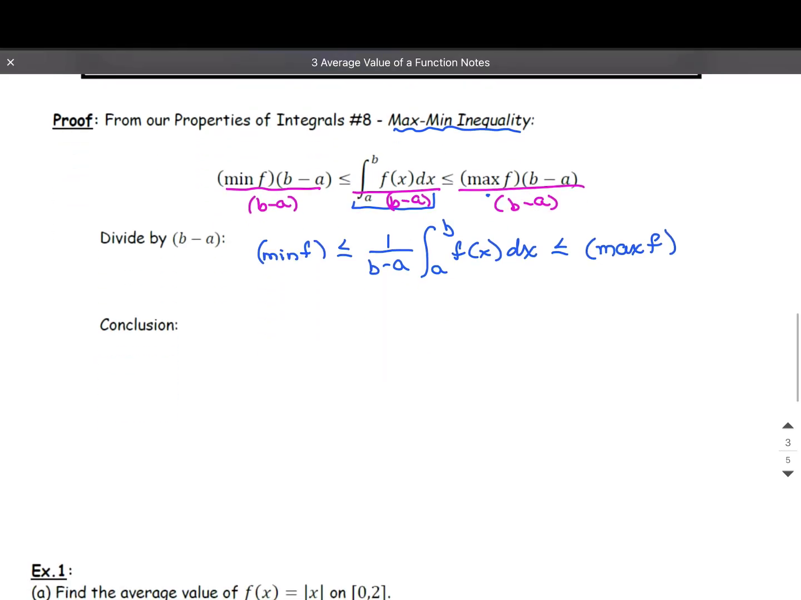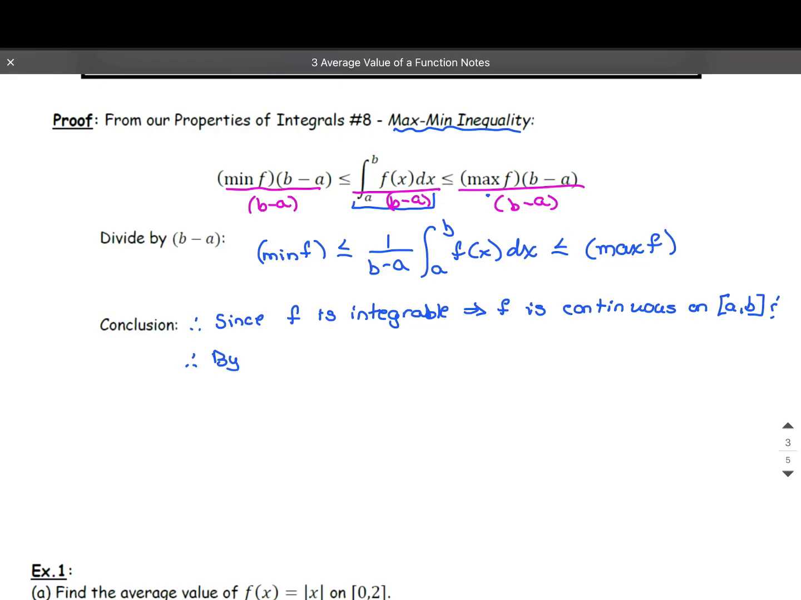And therefore, since f is integrable, that means f is continuous on the closed interval from a to b, and that means by the intermediate value theorem, f of x must take on every value between the minimum of f and the maximum of f.